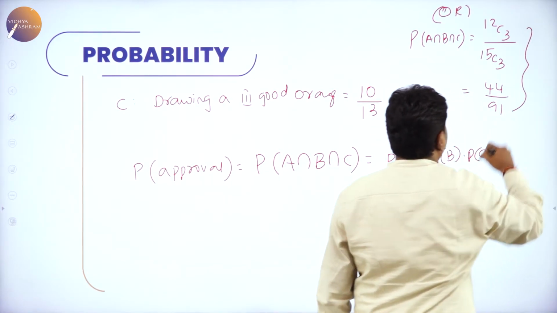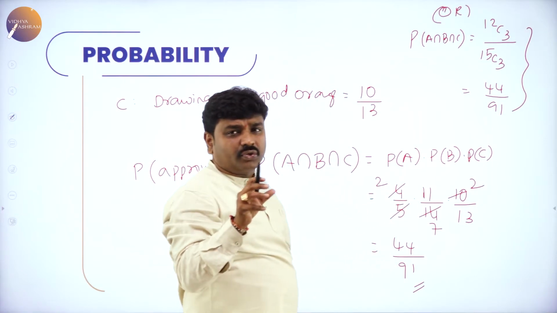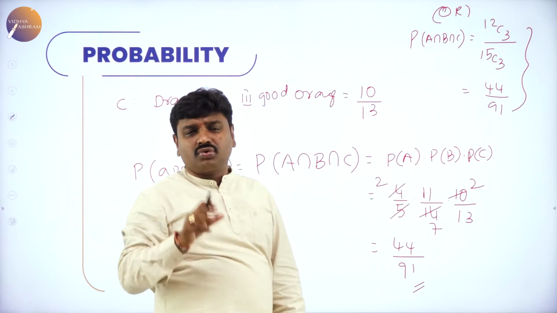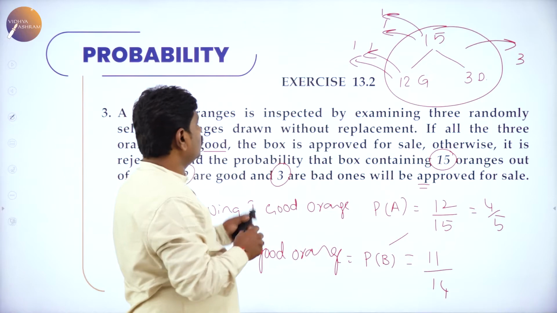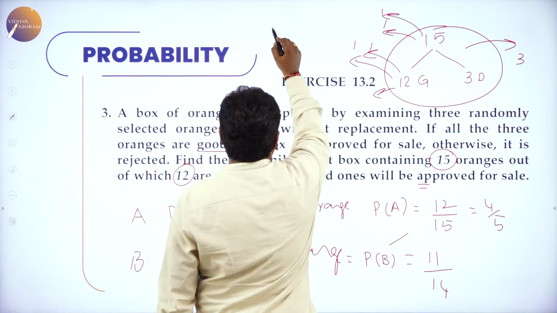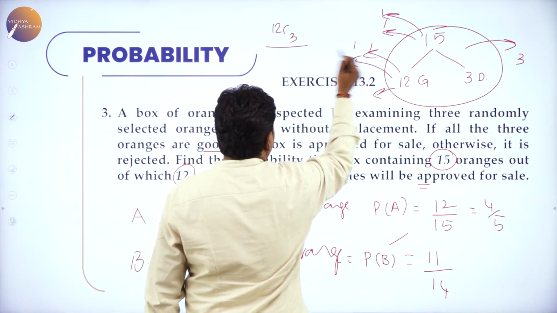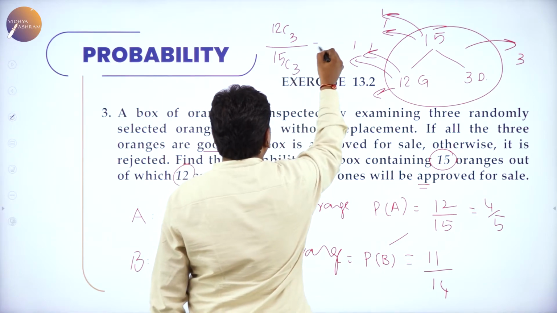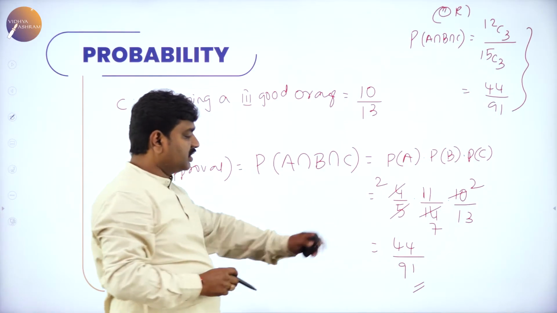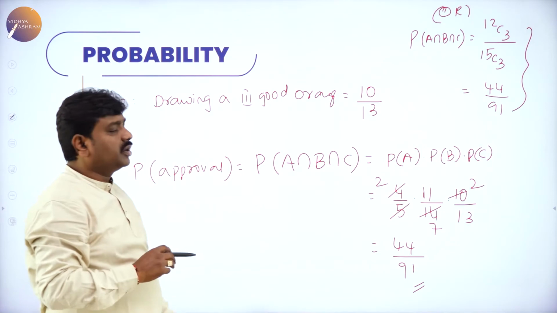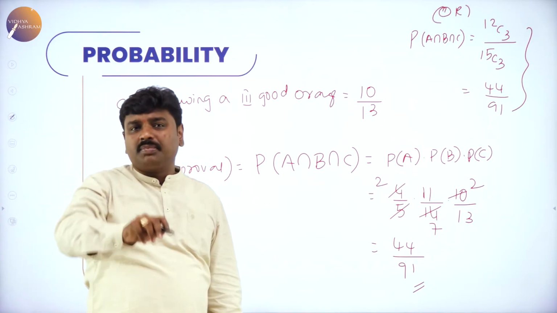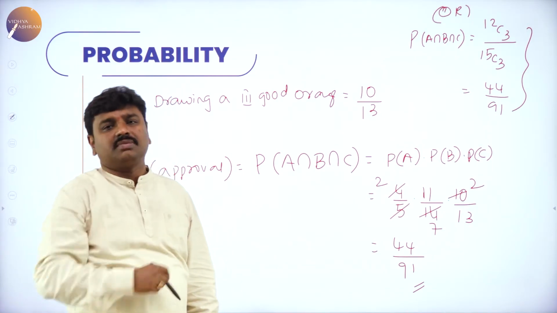This is also fine. Number of good oranges: if you want to draw 3 good oranges, you should draw from 12 good oranges. So out of 12, 3 can be taken in 12C3 ways. Out of the total 15, 3 can be drawn in 15C3. If you do this, you will get the same result, that is 44 by 91. But here I am using the multiplication theorem, that is for independent events, whatever we have in our syllabus.